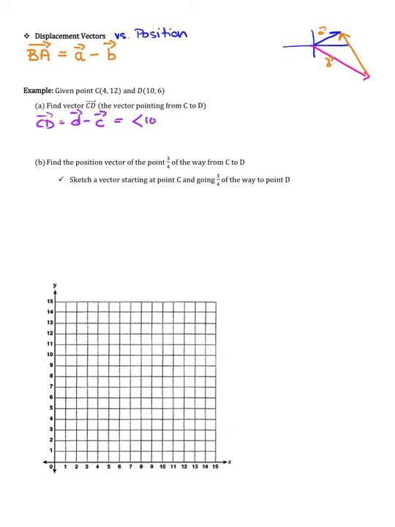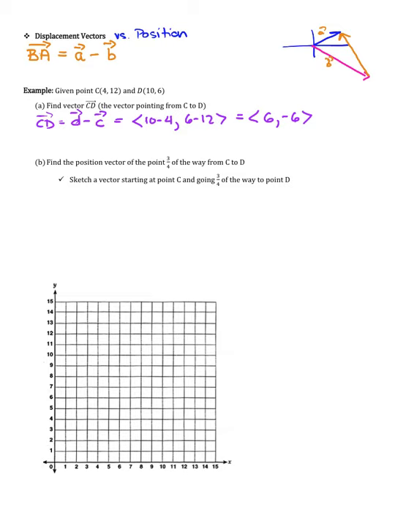So this will be 10 minus 4 here. And then this will be 6 minus 12. So that displacement vector would end at 6, negative 6. That would represent the displacement vector.